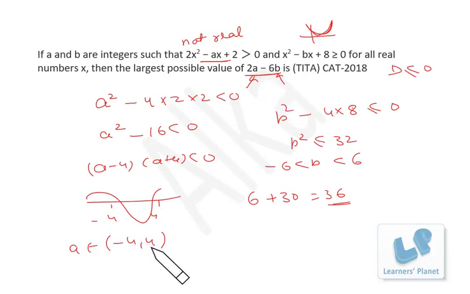So a can take the highest value as 3 because 4 is not included, and b can take the smallest value as minus 5 because minus 6 is not included, right? So minus 5 into minus 6, that is 30, and a is 3. So 6 plus 30, 36 is the correct answer. And it was a TITA problem, so you cannot take the help of options, right? So you should know how to solve the problems based on inequalities.